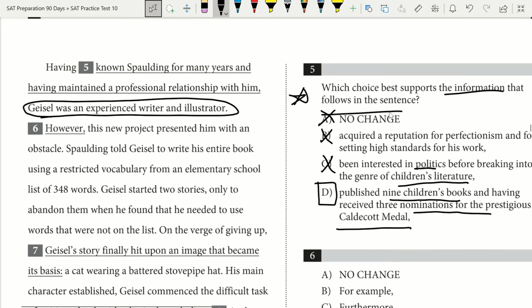So anytime that you have a question that asks something about which choice best supports whatever follows, make sure that you read on for what follows before you try to answer it. Because if you try to answer it and you don't know what follows, you're just going to end up getting it wrong. All right, now we see I've got one word beginning of the sentence with a comma after it.